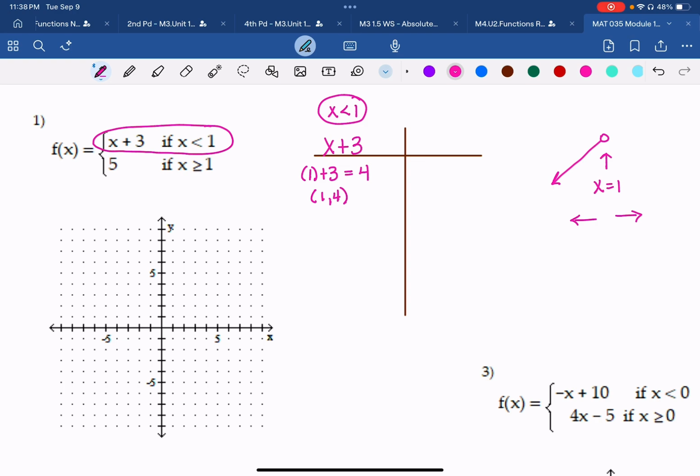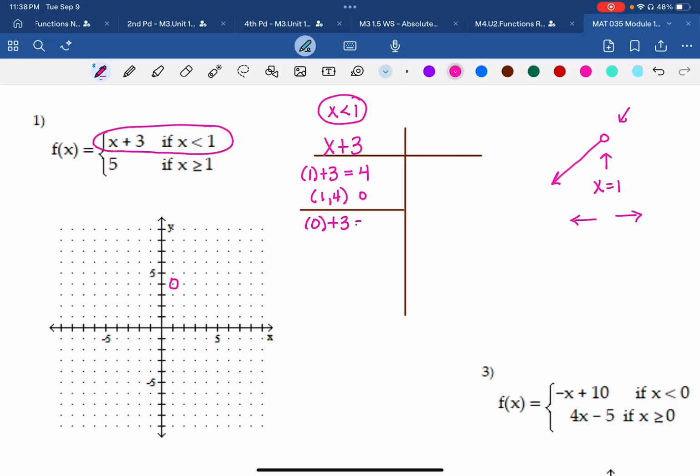Now that point, it says x less than 1, not equal to 1, just less than 1. So just like I did here, that needs to have an open circle. At 1, 4, I would have an open circle. Now I need values that are less than 1, so I need to find some more. I'm going to pick a value that's less than 1. Well, 0 is less than 1, so let's see what happens when I plug in 0.